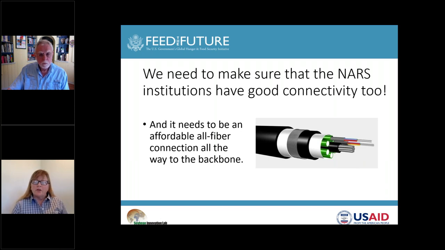When those farmers or when agri-processors or other agribusinesses have issues and they need help, they reach out to those scientists at the NARS institutes, and those scientists need those resources to be able to help. We cannot have the farmers calling for help and the phone just rings.